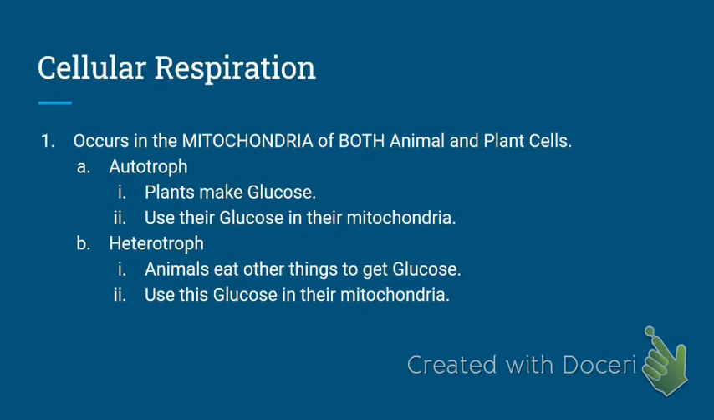The difference is this: an autotroph is an organism that can use photosynthesis, like a plant, to make its own sugar, its own glucose. They use the glucose then in their mitochondria to burn that sugar to produce ATP energy. In a heterotroph like you and I, animals have to eat things to get their glucose. So they can't do photosynthesis, but they still have to find a way to get glucose. That glucose is then used in the mitochondria to do cellular respiration and produce ATP. So both animals and plant cells are doing cellular respiration. The difference is how they get their sugar.